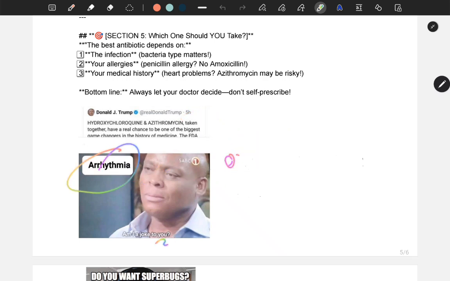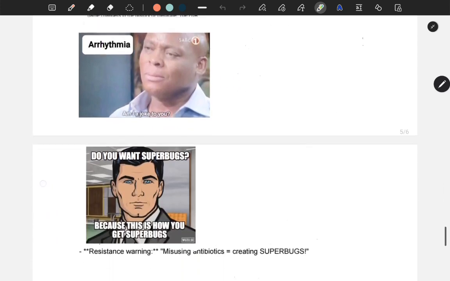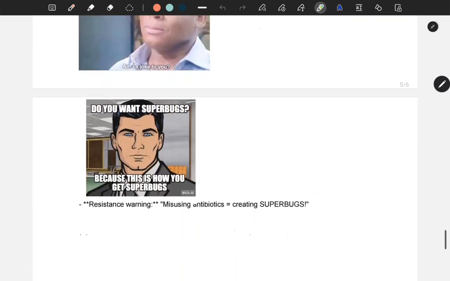My joke to you. And of course, don't overuse antibiotics because do you want superbugs? This is how you get superbugs. Resistance warning: misusing antibiotics creates superbugs. So this is all for today. I hope you learned something, the difference between azithromycin and amoxicillin.